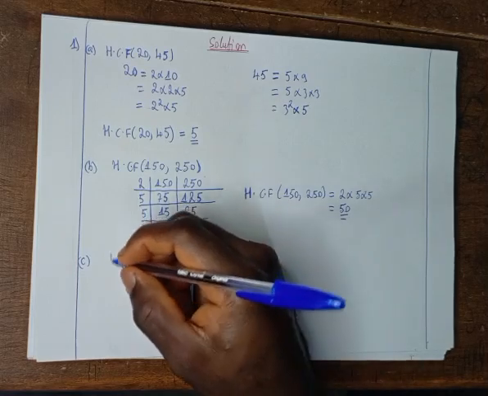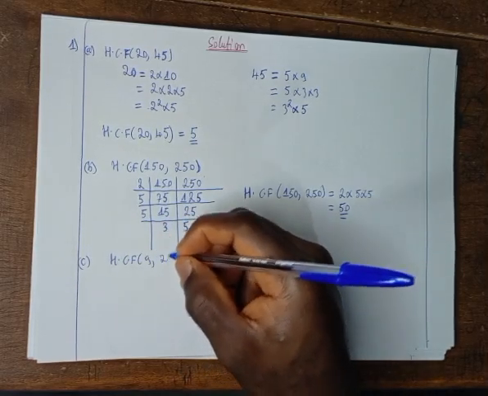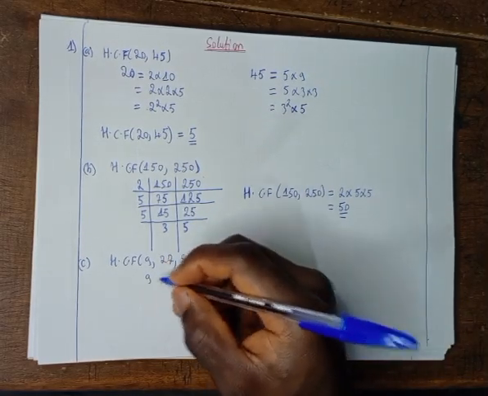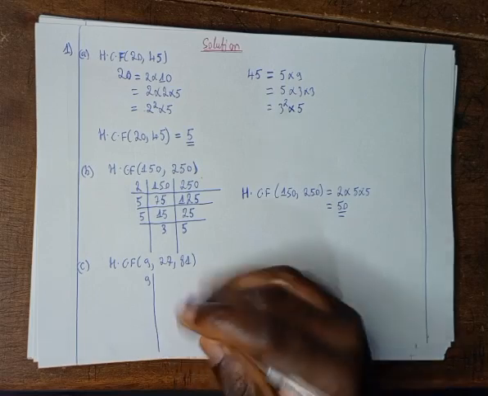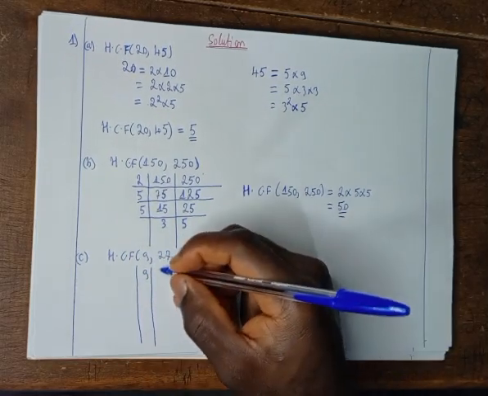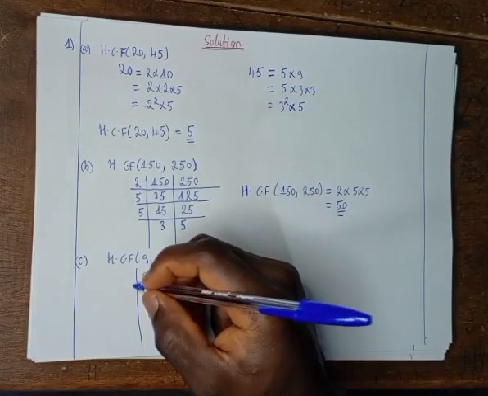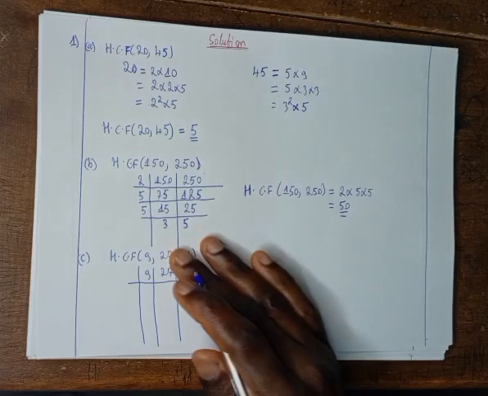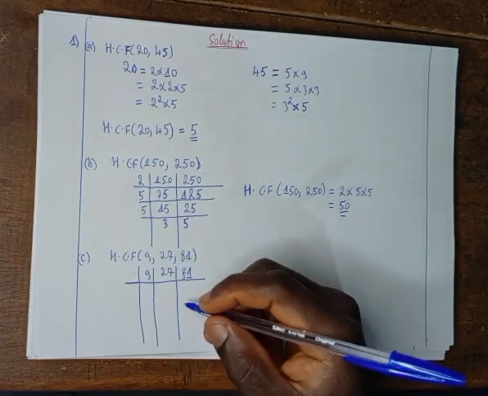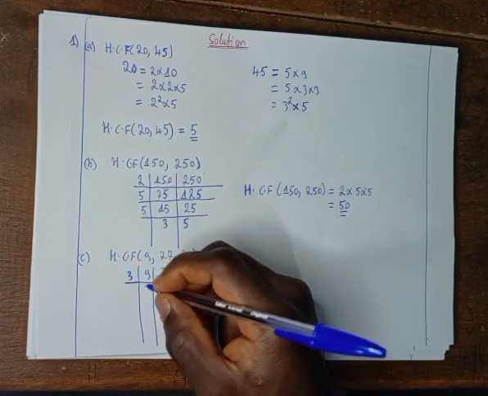We have to find the H.C.F of the numbers 9, 27, and 81. In this case, we are going to have 4 columns: 9, 27, 81. First, we need to get a prime factor which is common to these three numbers. We can make use of 3. 9 divided by 3 gives us 3.